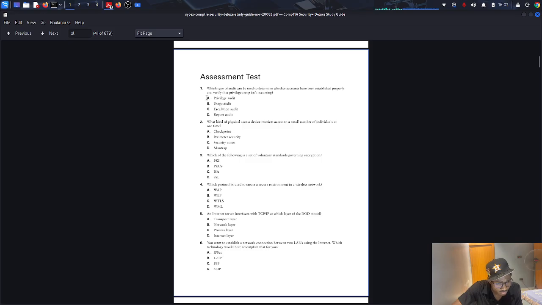Then which of the following is a set of voluntary standards governing encryption? Public key infrastructure. Come on now. A.